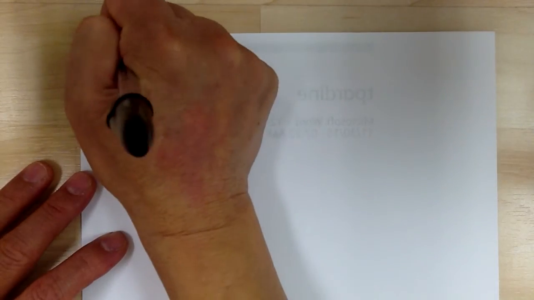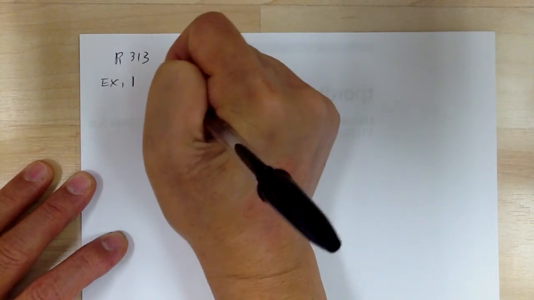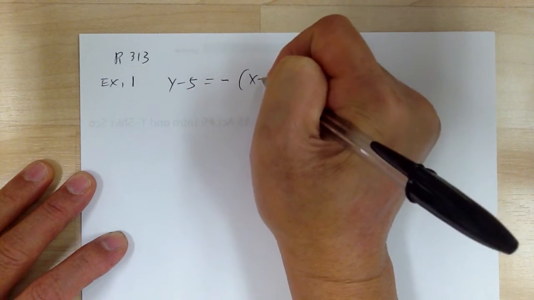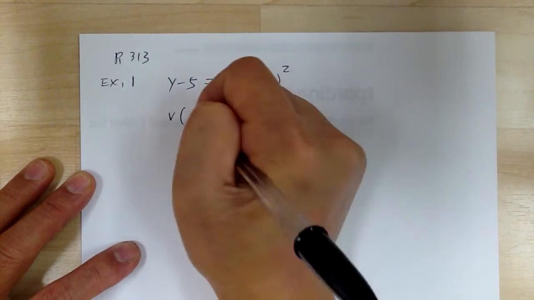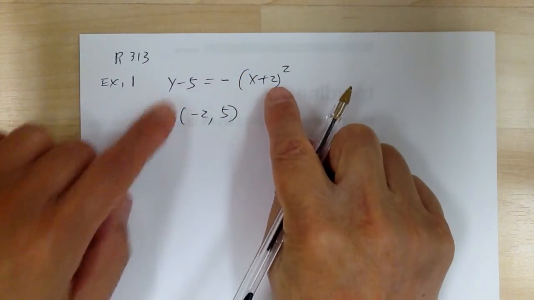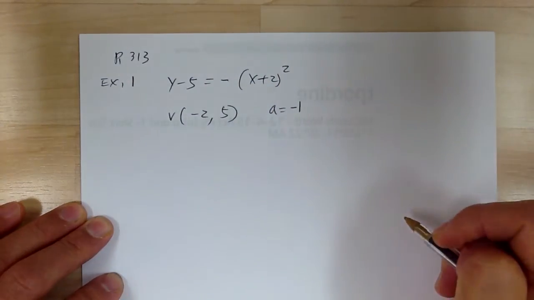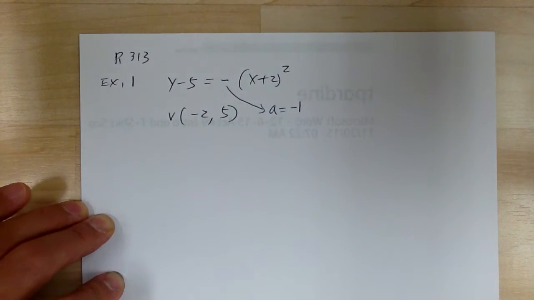Let's go to example 1. So example 1, you have y minus 5 equals negative (x plus 2) squared. So right away, your vertex is going to be at negative 2, 5. So that's your vertex. And your a is equal to negative 1. This is your a right over here. Now what a will do is that if it's negative, the graph is flipped upside down.